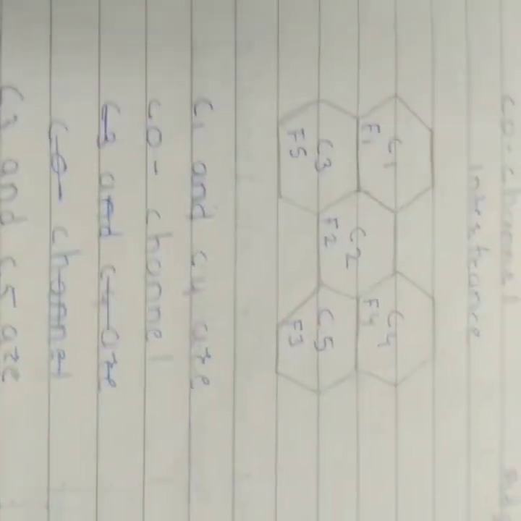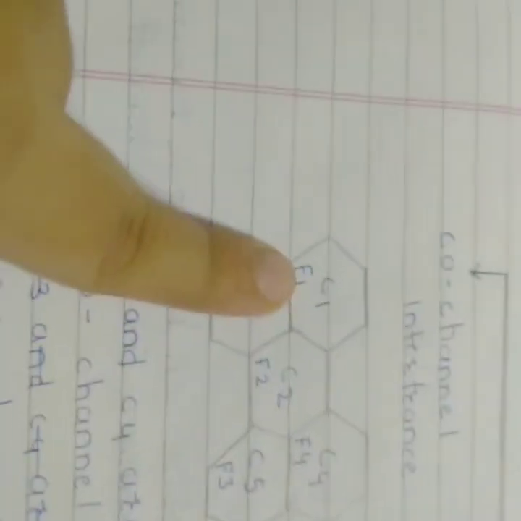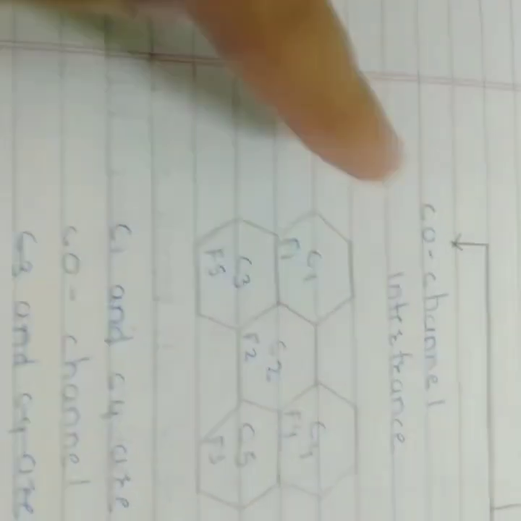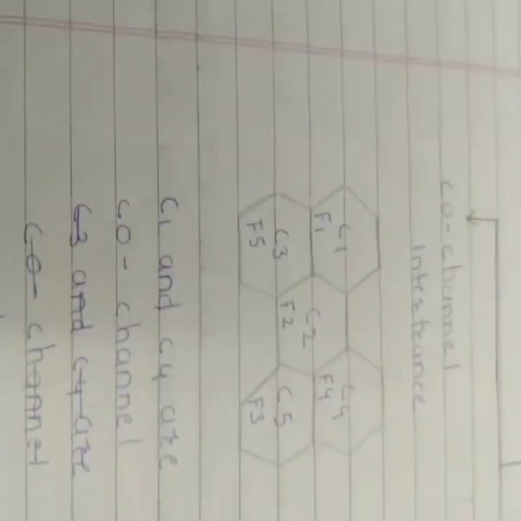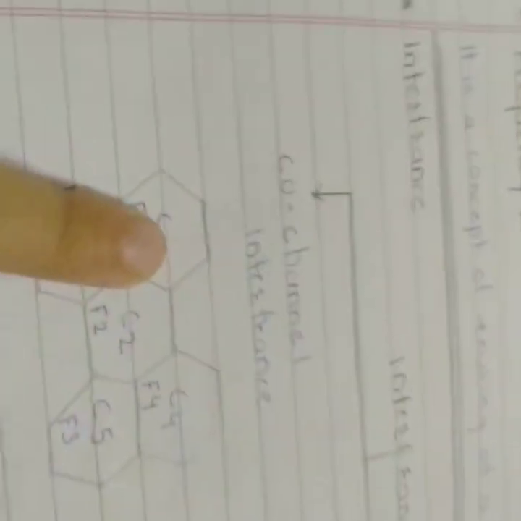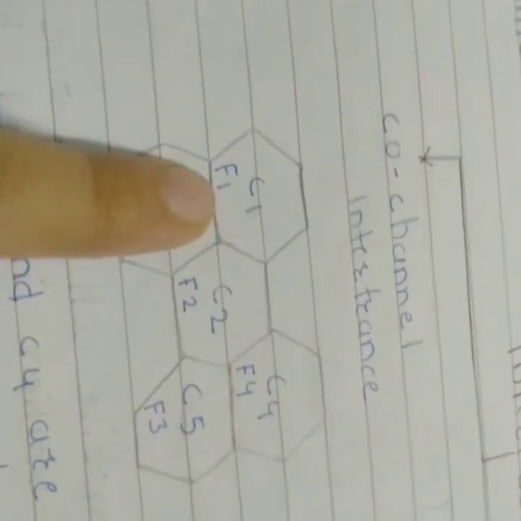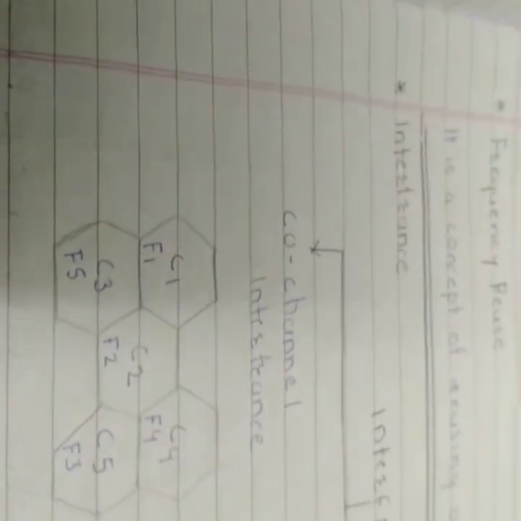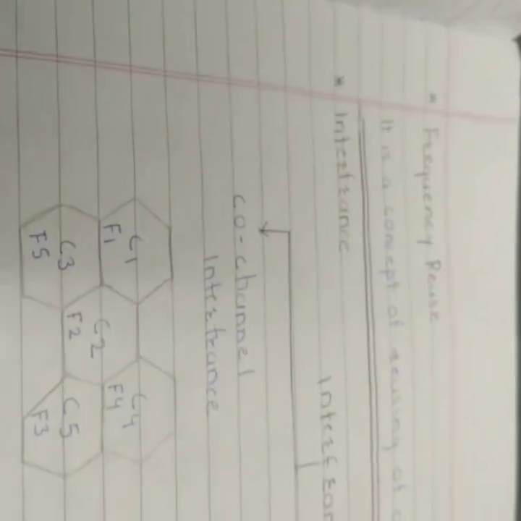Co-channel cells are those cells that use the same frequency in a given coverage area. We can say that C1 and C4 are using the same frequencies. That's why we say co-channel. If we use the same frequency in this area, then there is interference. That's why we use different frequencies, F1 and F4. Interference from this cell is called co-channel interference.